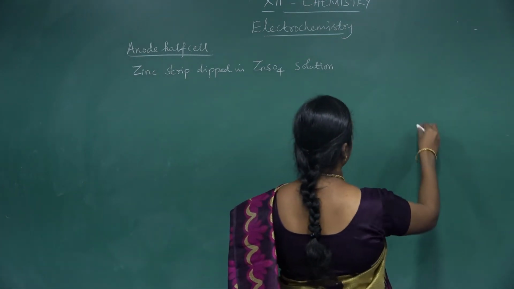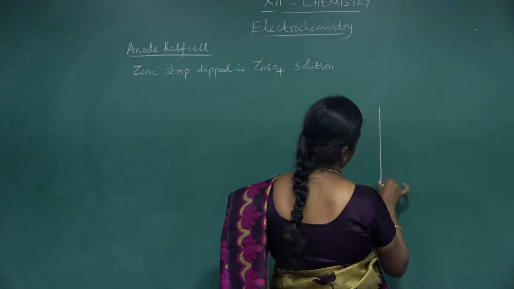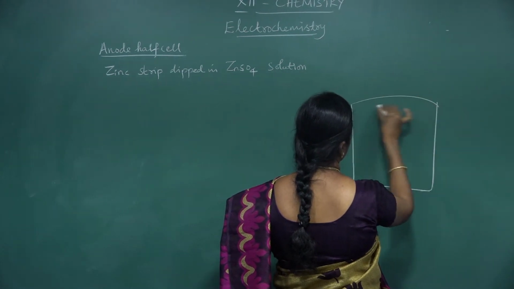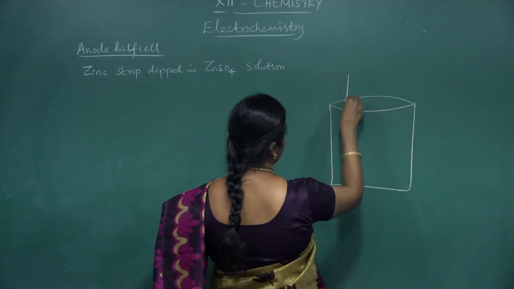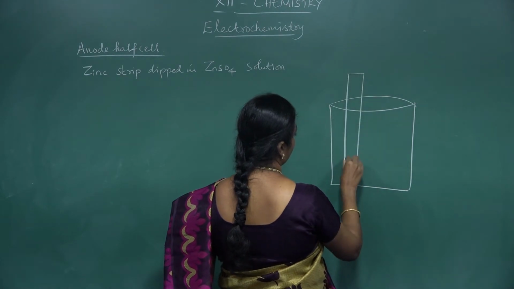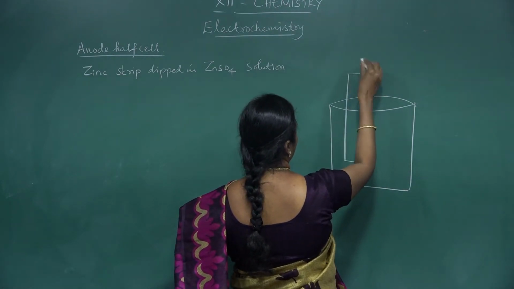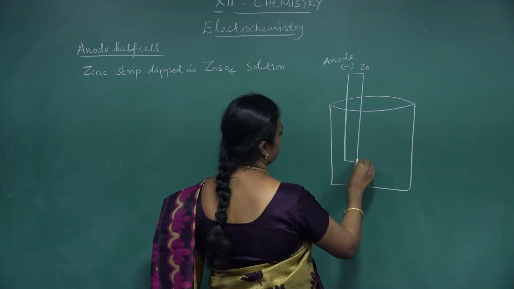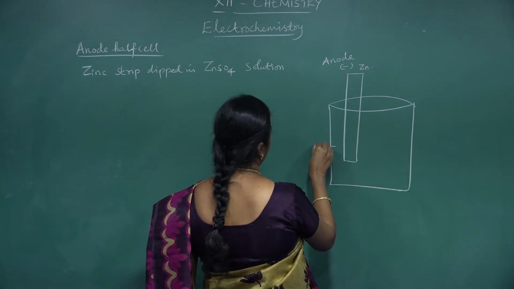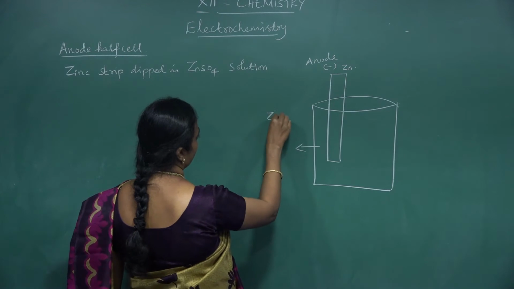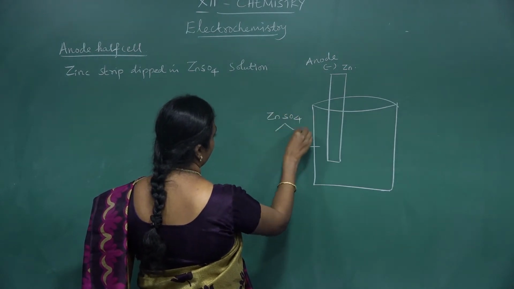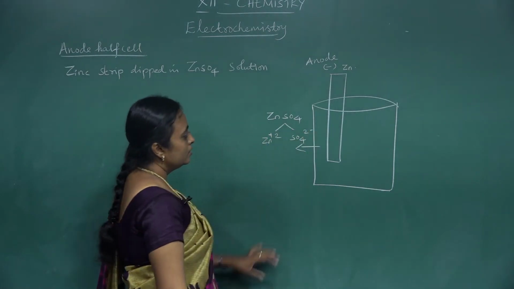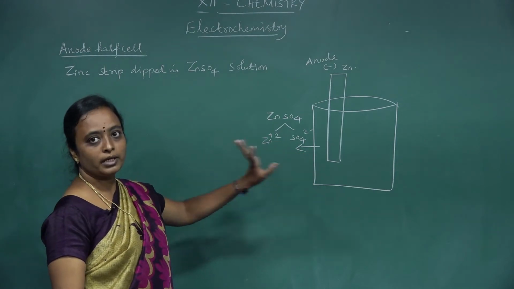Now side by side I will draw the metal with the electrolytic solution compartment. To construct one half cell, we have to take one beaker. Next we dip the zinc electrode, which acts as the anode, with the negative sign, and here the electrolytic solution zinc sulfate splits up into Zn2+ and SO4 2-. This is one half cell, that is the anodic compartment.